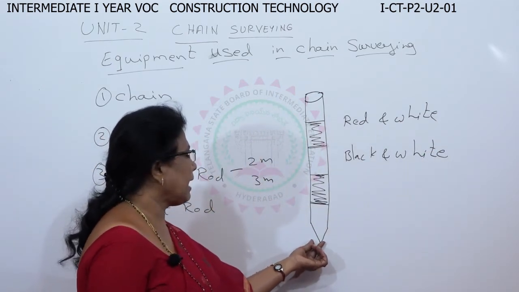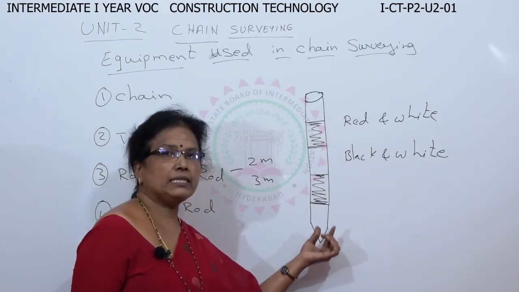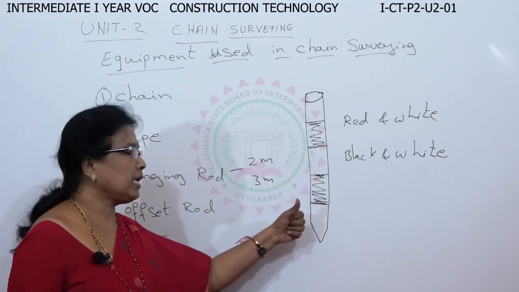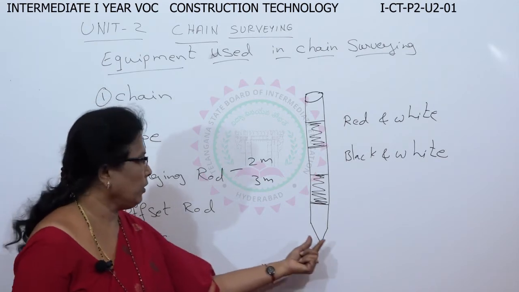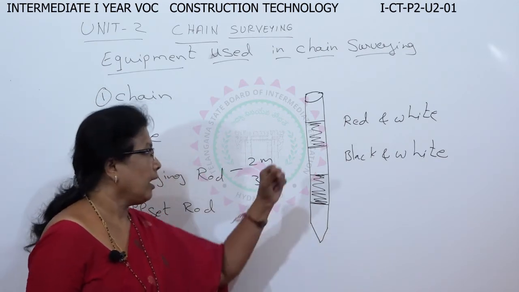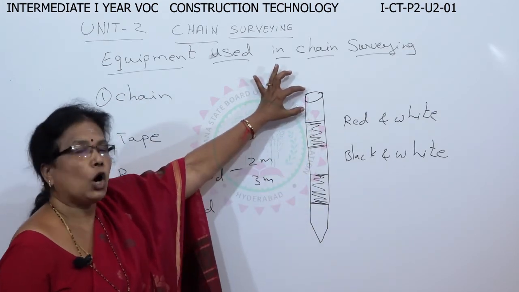Why does this have a sharp end? We will fix this ranging rod into the ground. To fix the ranging rod firmly into the ground, the bottom of the ranging rod has a shoe end and the top is hollow.